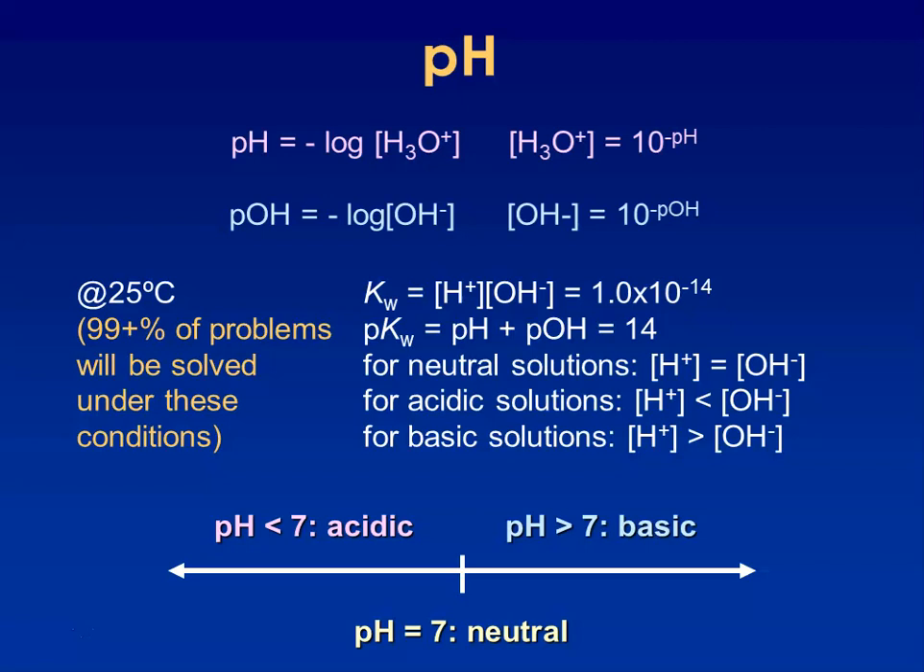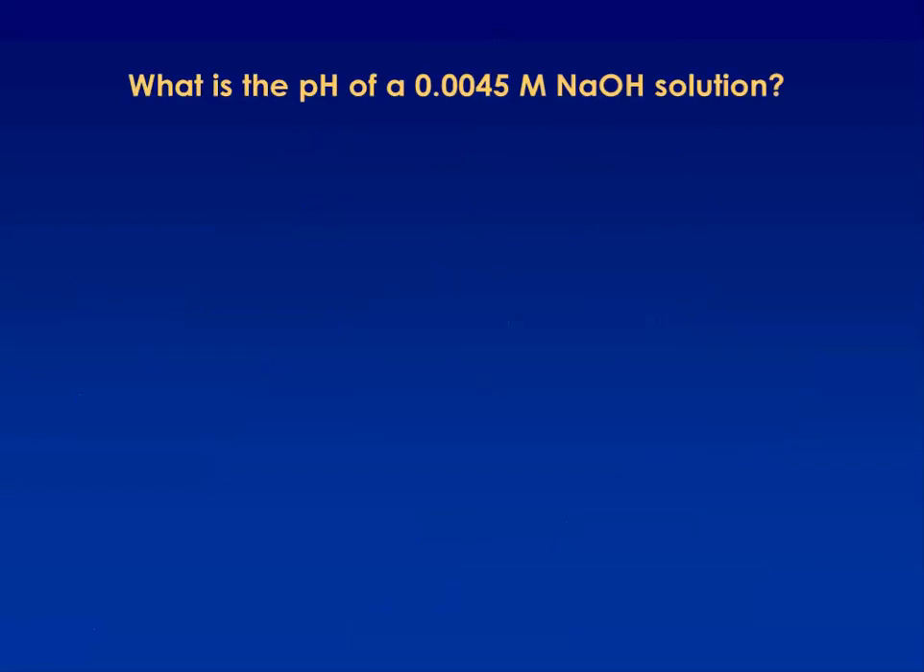At 25 degrees Celsius, your pH is equal to 7 when you're neutral. If it's less than 7, you're acidic. If it's greater than 7, you are basic. If you have a super strong acid, something that has a concentration greater than 1 molar, you can have a negative pH. If your concentration for your base is greater than 1 molar, you can have a pH over 14. So don't be married to the idea that it has to be 0 to 14. If the concentrations are greater than 1 molar, they will fall outside of that range.